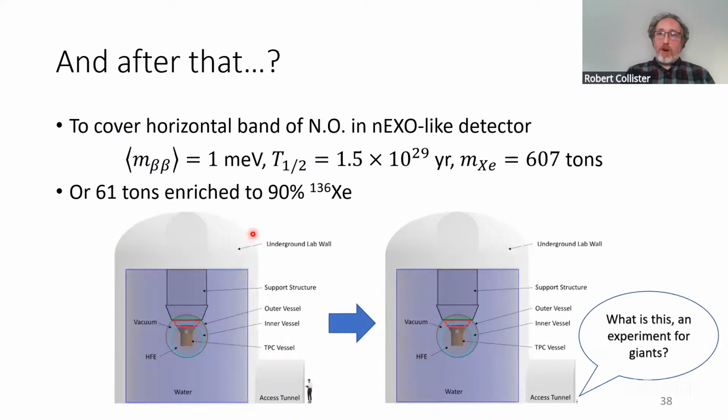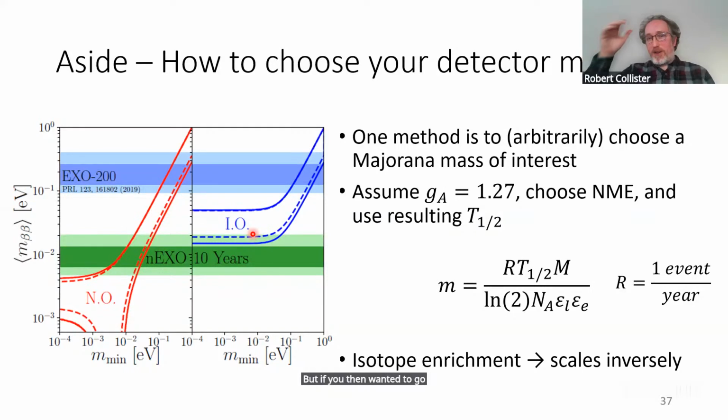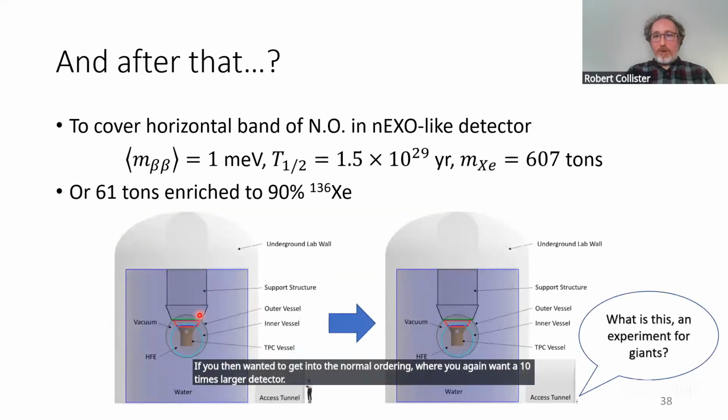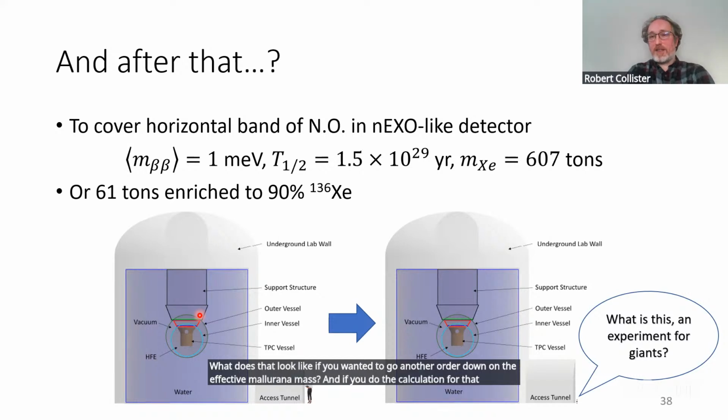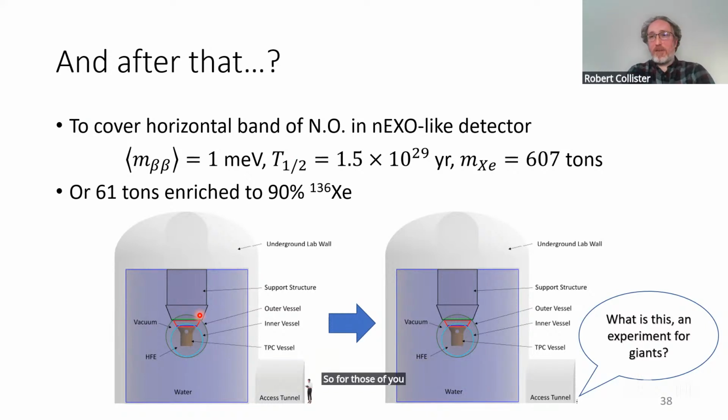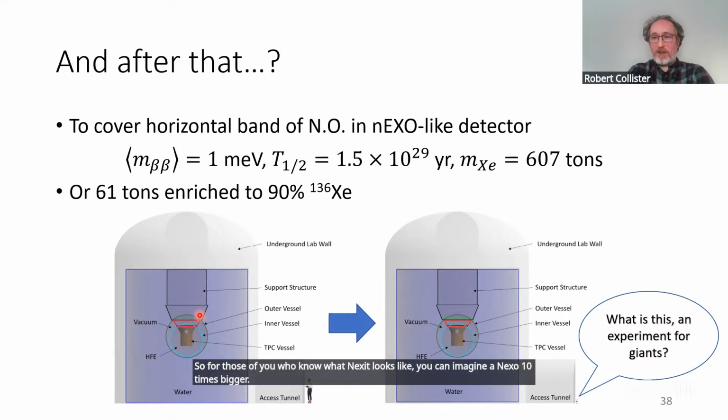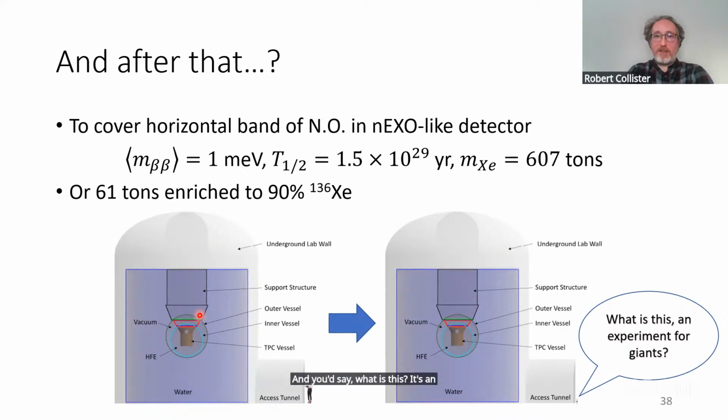But if you then wanted to go for something beyond nEXO, if you wanted to get into the normal ordering, where you again want a 10 times larger detector, what does that look like if you want to go another order of magnitude down on the effective Majorana mass? If you do the calculation for that, you're looking at a 600-ton natural xenon or 61-ton 90% enriched xenon detector. So for those of you who know what nEXO looks like, you can imagine an nEXO 10 times bigger. And you'd say, what is this? An experiment for giants? That's a big cavity in SNOLAB.